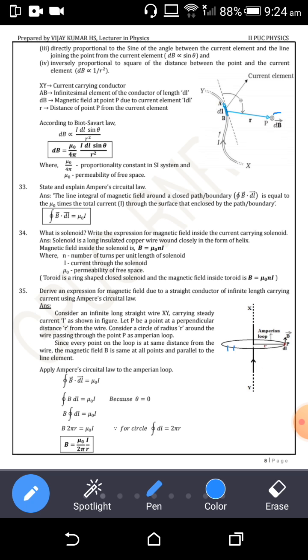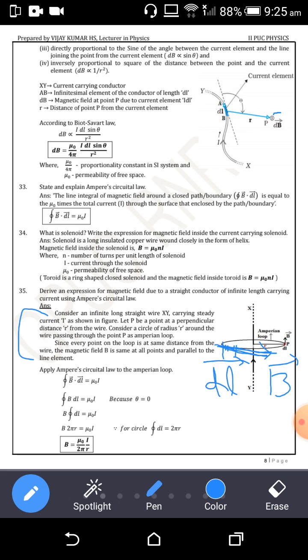Okay, so when I take this current element, in order to find the direction of the magnetic field at this current element, I am just going to draw a tangent. The tangent we have drawn represents the direction of the magnetic field, and dl is a current element. So this is regarding how we are going to find the magnetic field.